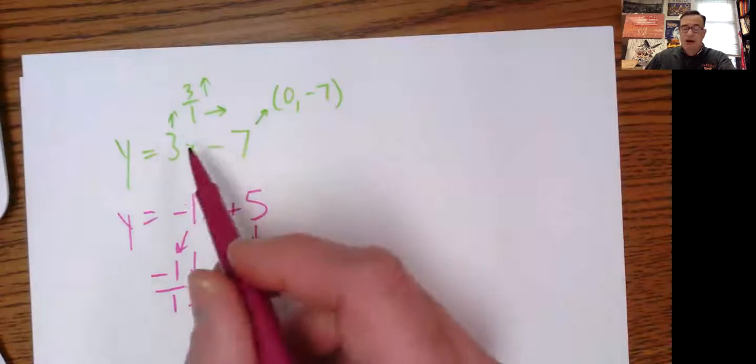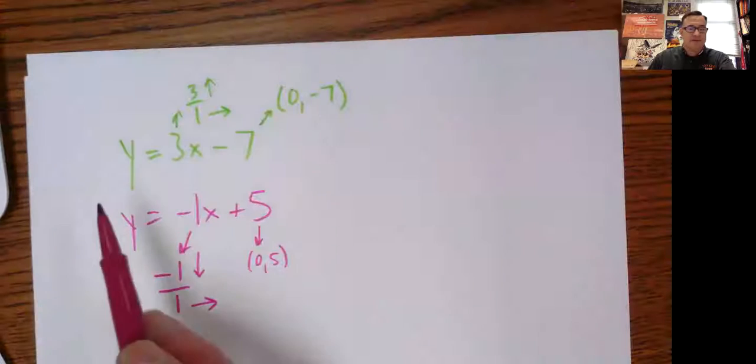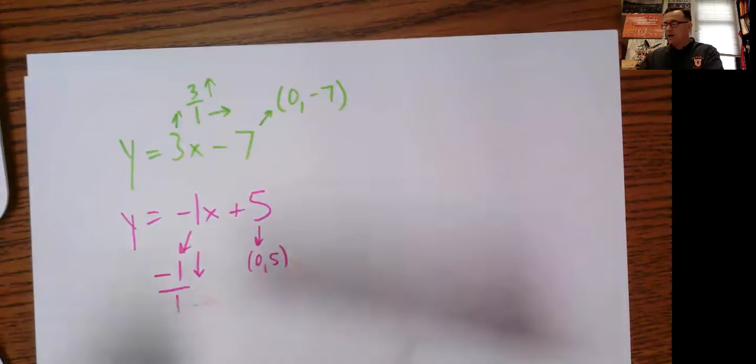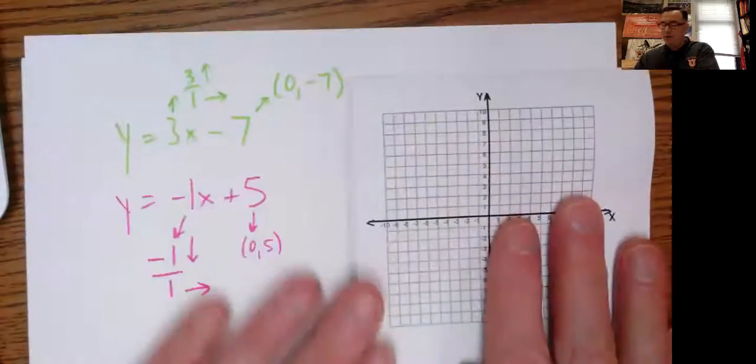So this graph, the line is going to be going uphill. This graph, the line is going to be going downhill. So I'm going to guarantee you they're going to cross somewhere. It's just a matter of where and how do I get to it. So with that being said, let's take a look and see if we can graph both of those on the same graph. All right, here we go.